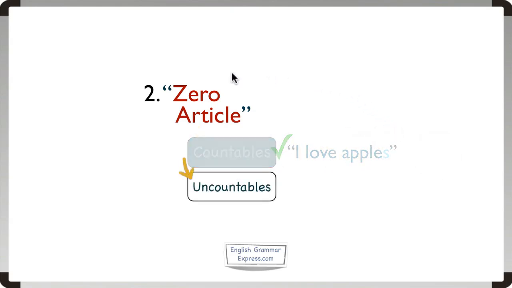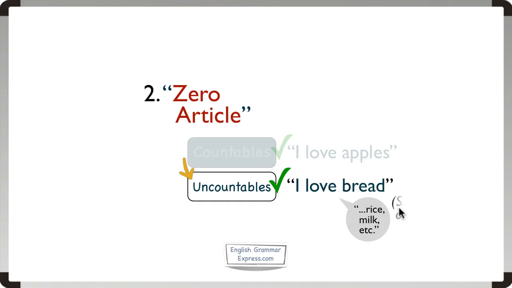Next question is, can we use zero article with uncountable nouns? The example we had before was bread, so can we say, I love bread with the zero article, again before the noun? And the answer is, yes, we can. Zero article is fine with uncountables. Other examples are, I love rice, I love milk, and so on. Although, do remember from last lesson that we can only use uncountable nouns in the singular. We can't say breads, rices, milks, and so on.